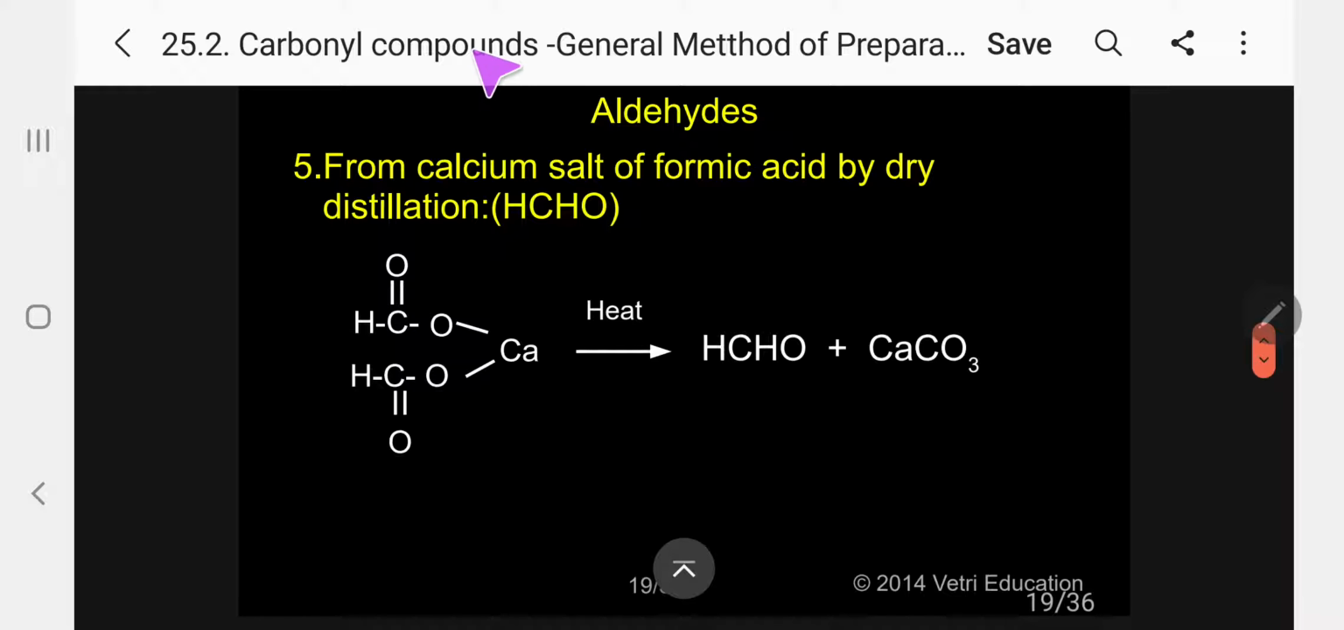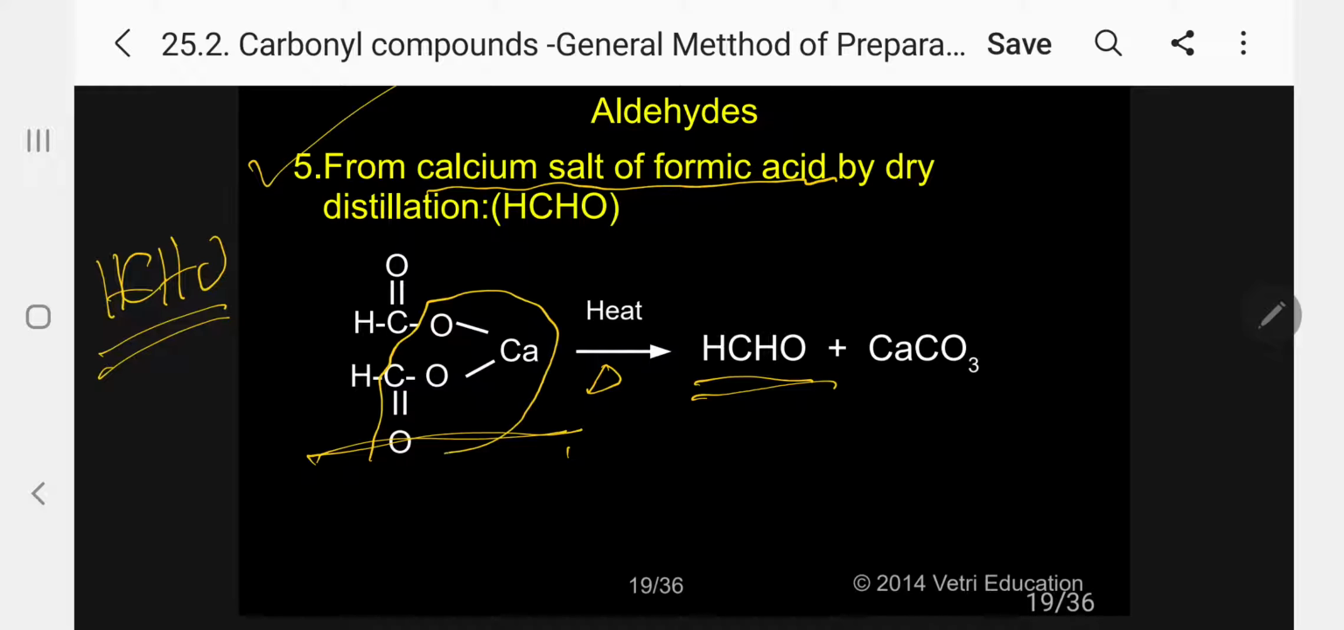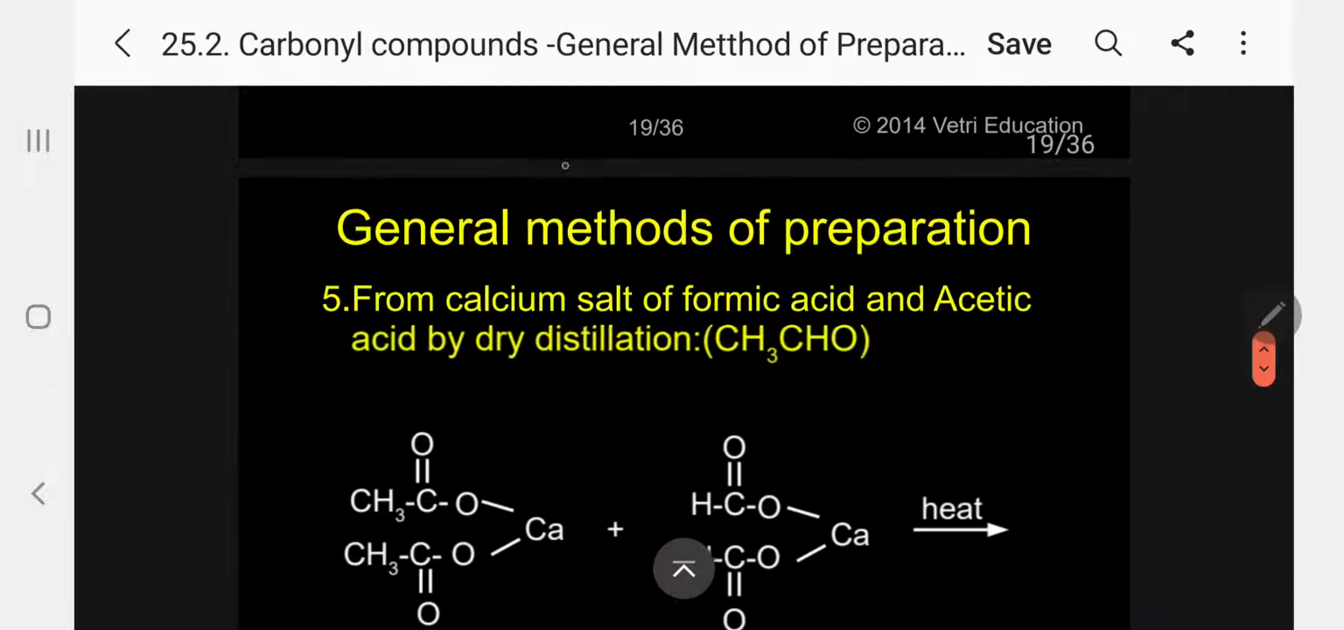The first one I will take here. Kindly follow. I want to prepare formaldehyde, that is the first member. This has a plane of symmetry, so I will use only one salt, that means calcium formate. Calcium salt of formic acid, that is calcium formate, on dry distillation produces formaldehyde and calcium carbonate. Very, very easy.